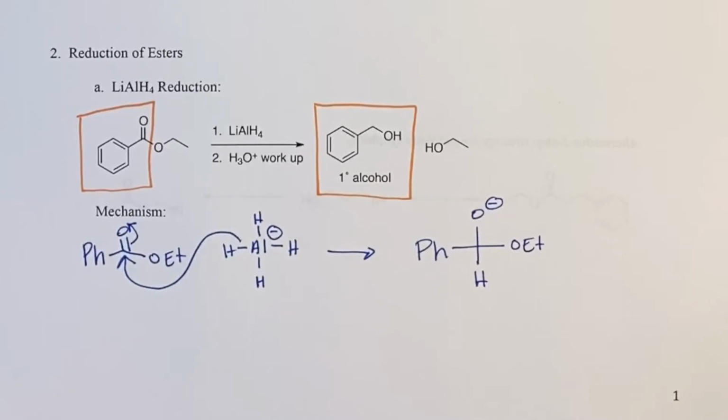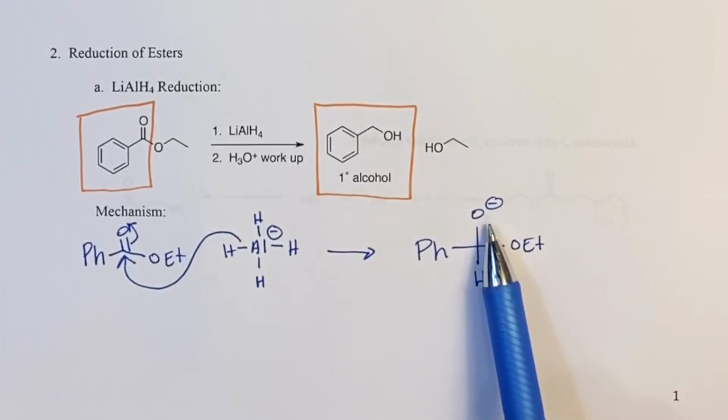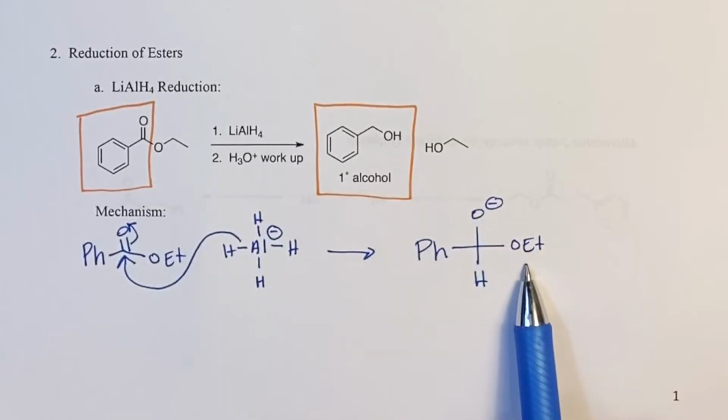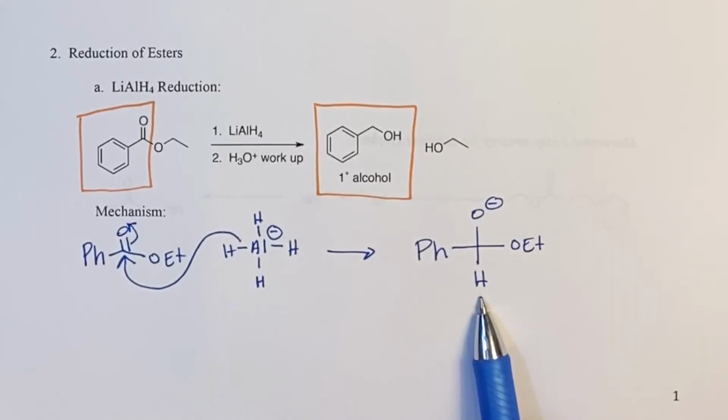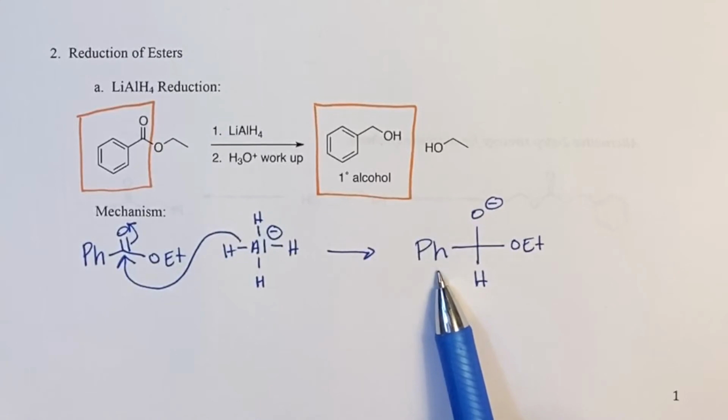So this is a tetrahedral intermediate, and what we know about tetrahedral intermediates is that they collapse if they have a good leaving group. And so this tetrahedral intermediate has an oxygen with a negative charge, which we can use to collapse the tetrahedral intermediate. It has an ethoxy group, which is a leaving group. It has the carbon-hydrogen bond that we just made, and it has this phenyl ring.